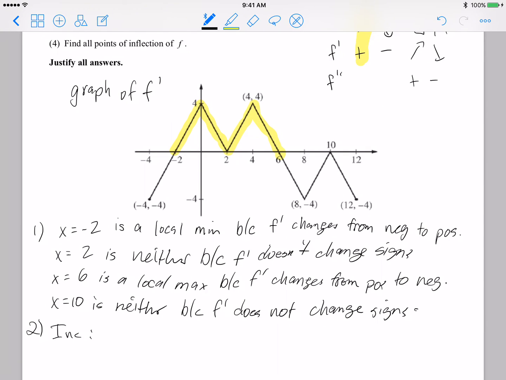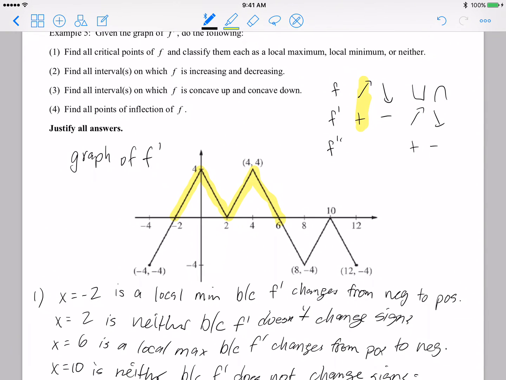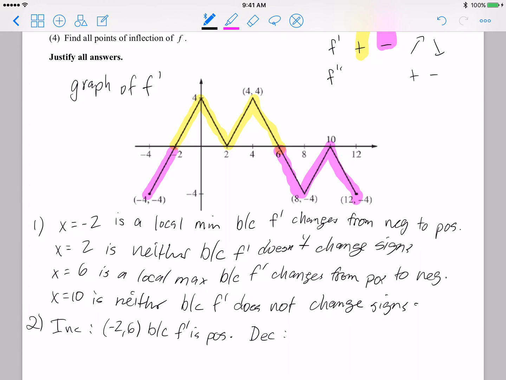Okay, so if I go down and write that, increasing, that would be from negative 2 to 6, and the justification is because f prime is positive. Okay, and then I want to say, when is f decreasing? Well, f is decreasing whenever f prime is negative, and that's what you can see right here from the chart. And so that's going to be here and also in those sections. Okay, so I'm going to write down from negative 4 to negative 2, and also from 6 to 12. And again, the justification is going to be since f prime is negative.